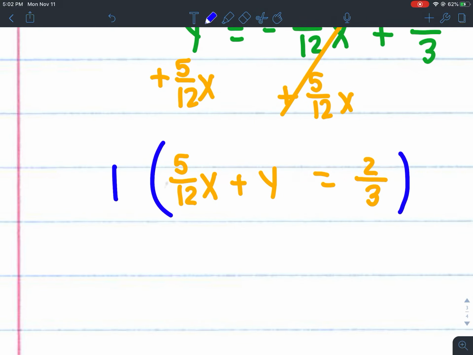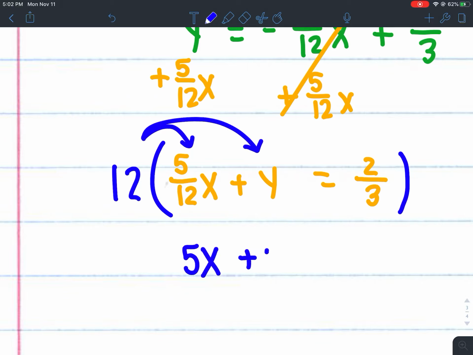So, it's going to be 12, what we're distributing, and it's a positive 12 because 5/12 is already positive. The only time we multiply by a negative number is if we're trying to change the sign. 12 times 5/12 is 5, so we're going to have 5x. 12 times y is positive 12y. And then 12 times 2/3 is 8.